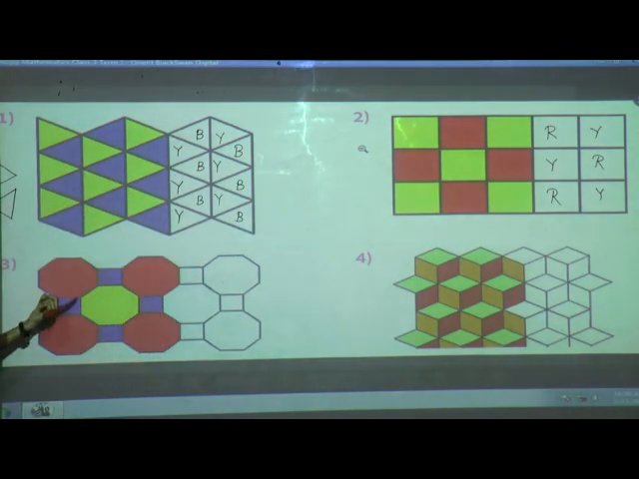Now see this third pattern. Here which two shapes you can see? Yes, this is an octagon. Why is it an octagon? Octa means 8. It is an 8-sided figure. 1, 2, 3, 4, 5, 6, 7, 8. This is an octagon. And here one square is there also. One octagon and one square.